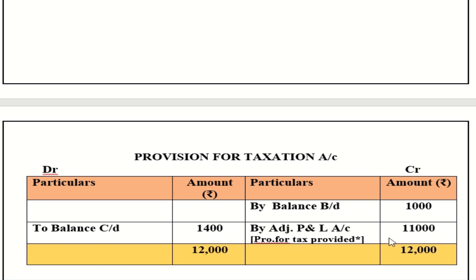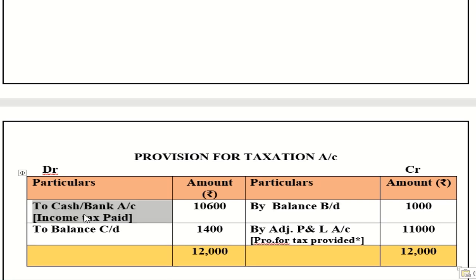So I have entered this credit side, then just make the total now. So 11,000 plus 12,000, the difference is 10,600. So you have to call this income tax paid. This is credited to cash or bank account, income tax paid. So now there are two adjustments. So income tax paid, while cash flow from operating activities, you are just going to deduct it.